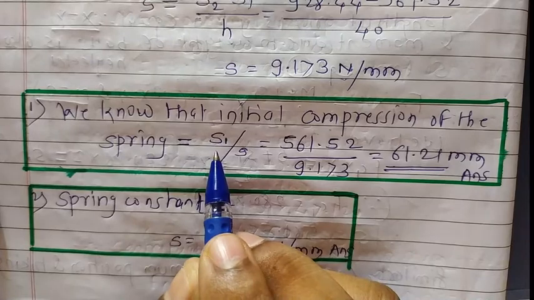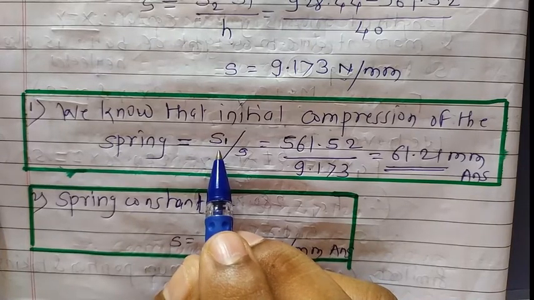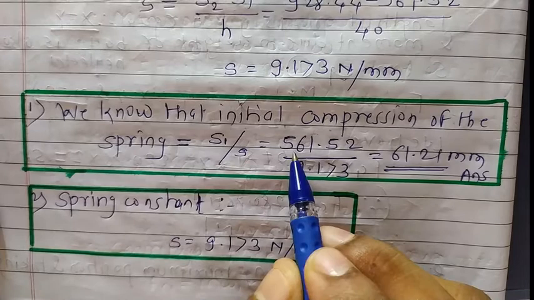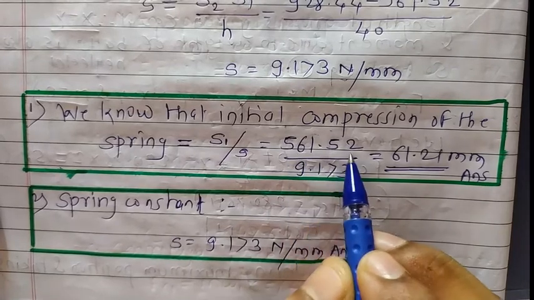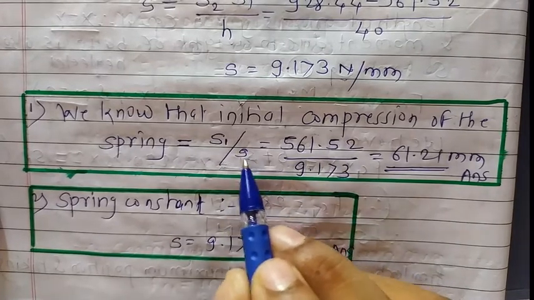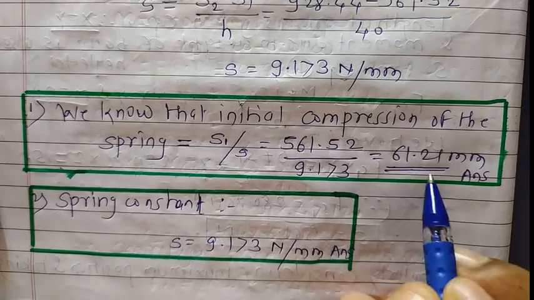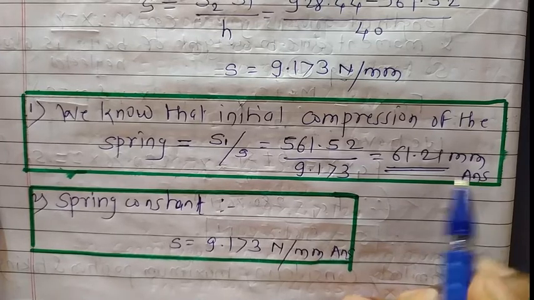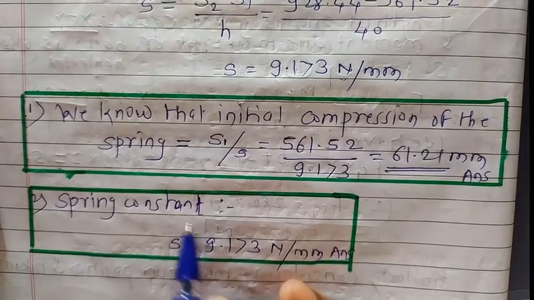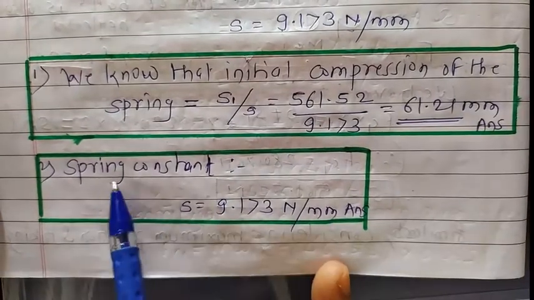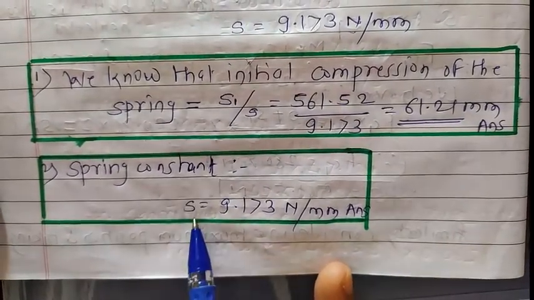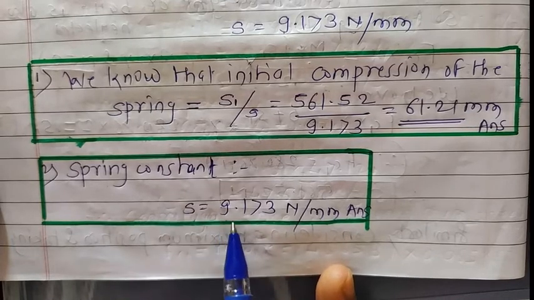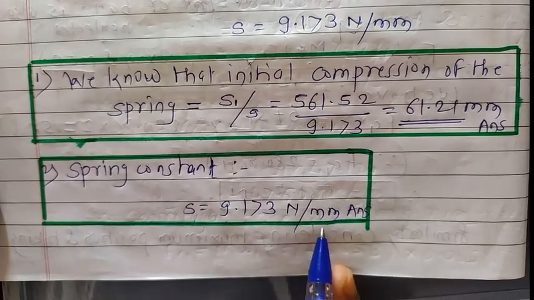We know that the initial compression of the spring is nothing but the spring force corresponding to minimum radius of rotation divided by the stiffness. The value is 561.52, and the spring stiffness is 9.173. So you can get the initial compression of the spring as 61.21 mm. The spring constant is whatever spring stiffness we already got here. So this is the answer for the next point: spring constant S equals 9.173 Newton per mm.